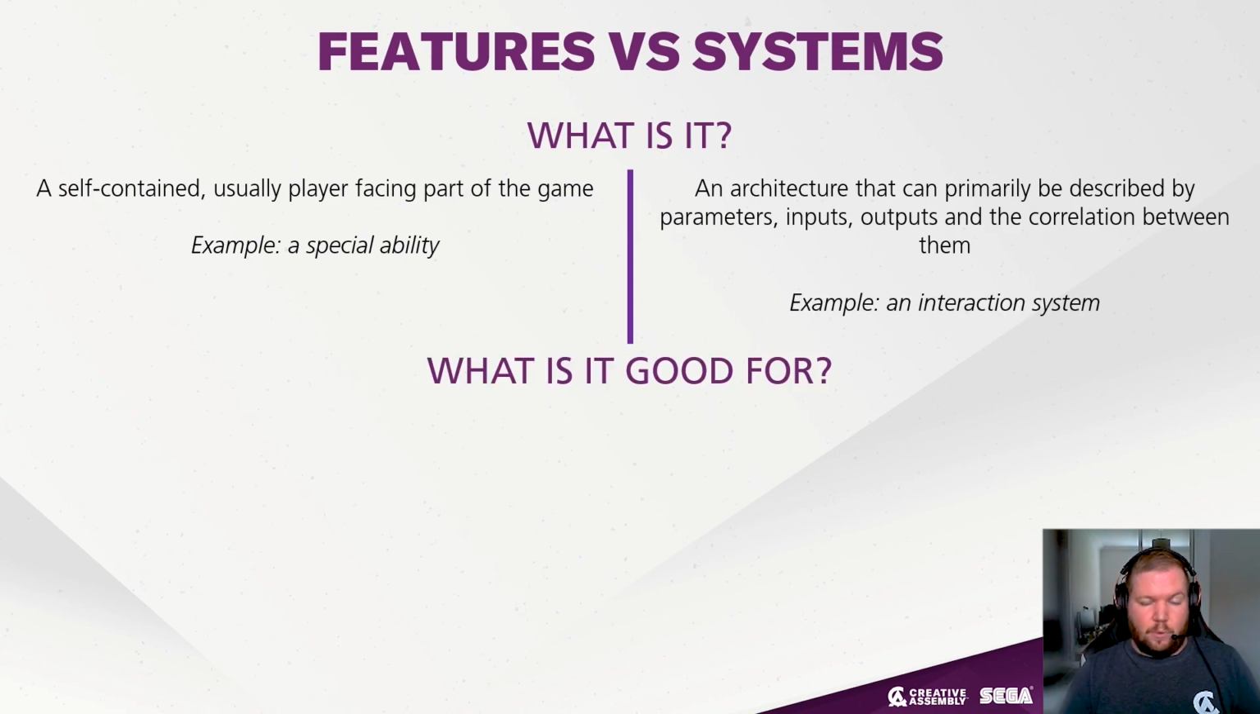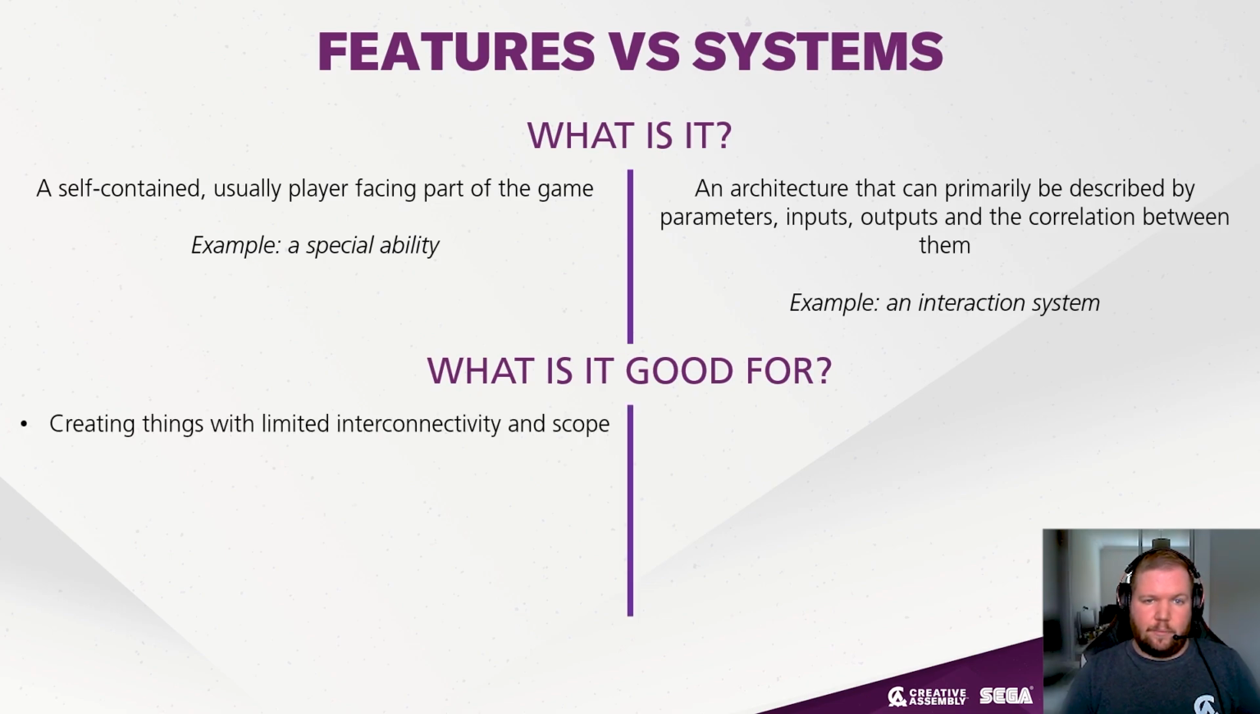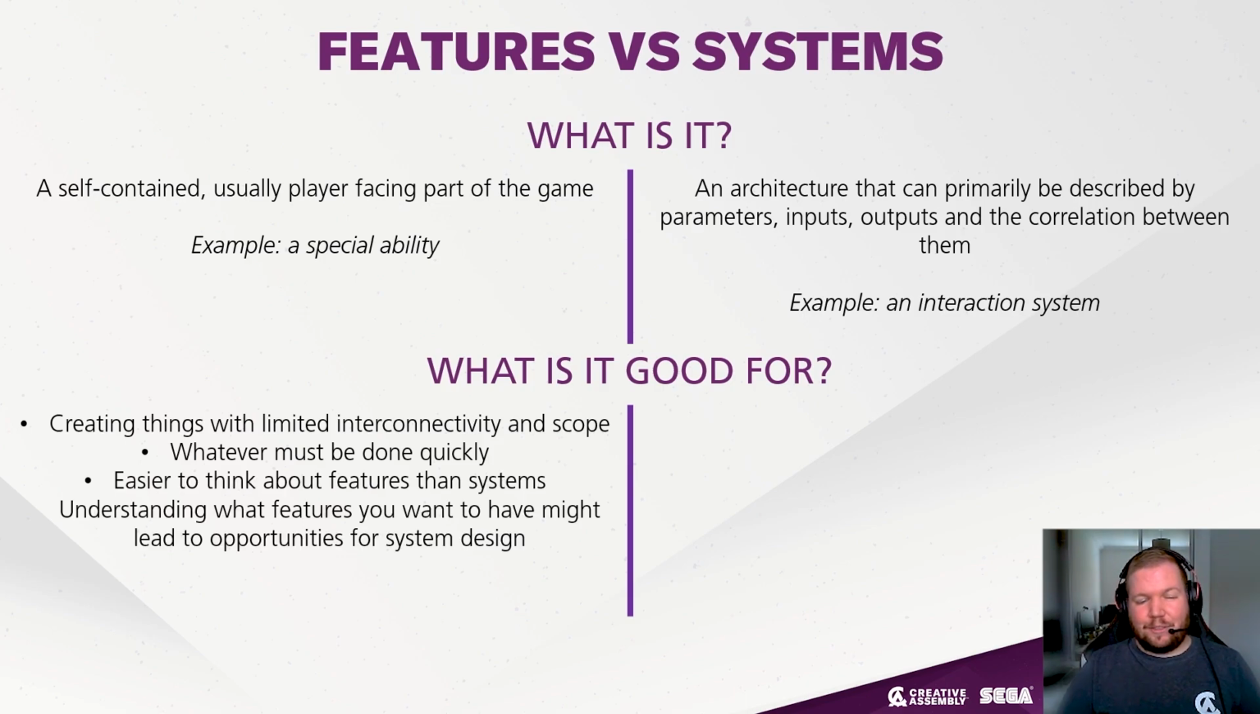So what are they good for? What are the use cases for either of these? Features are usually used for creating things with limited interconnectivity and limited scope. Features are often used if you need to create something really quickly and you don't have time to create a system, so you just create a quick feature. Features can also be a form of ideation, a jumping board for systems. When you think about what your game needs in terms of features, and then you pull out a little bit and look at the features you have or thought you might need, this could inform what systems you want to create for your game.